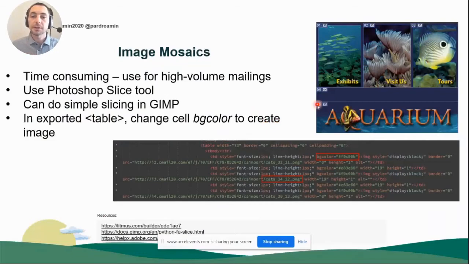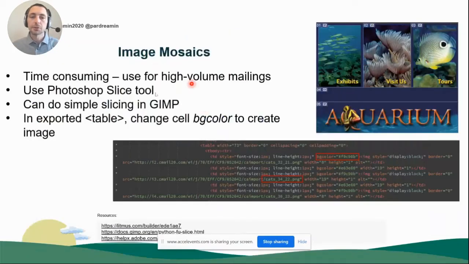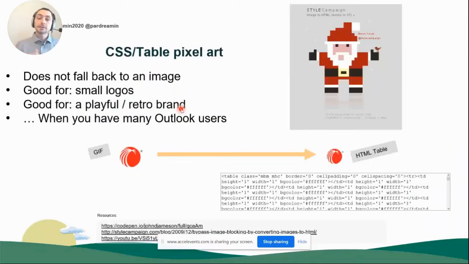Use the Photoshop slice tool to divide the image into pixels and zones, and then it'll export into HTML like this. You will have to manually change the cell background colors to create this kind of colorful mosaic out of the images. You can also do this slicing in GIMP, which is a free image editing tool, but it's fairly basic.